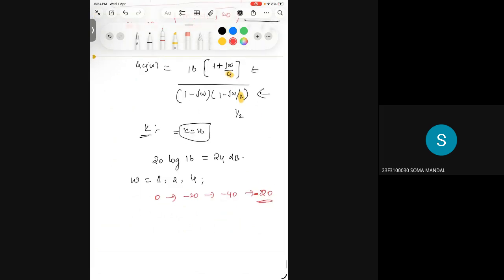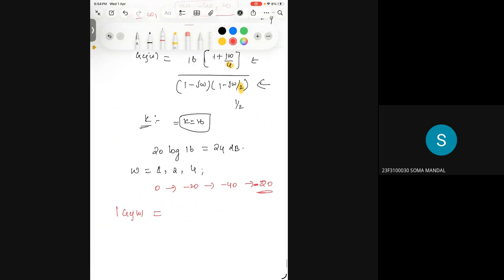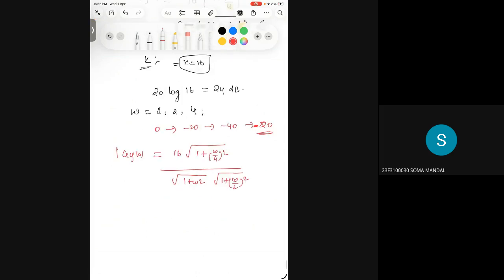Similarly, if I first want to find the phase, how will it become? The magnitude is 16 times root of 1 plus omega square by 16, divided by, otherwise I'll write it simply, root of 1 plus omega by 4 the whole square, times root of 1 plus omega by 2 the whole square. Right, this is my magnitude.